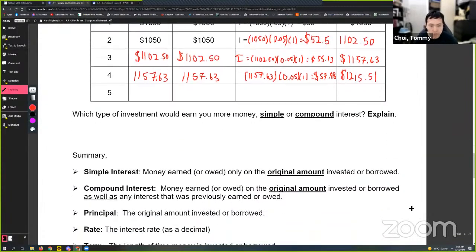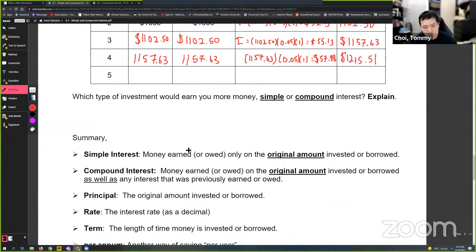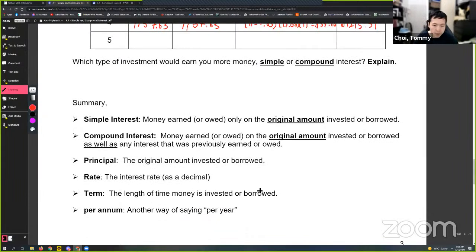So to summarize it, simple interest is money earned or owed only on the original amount. Compound interest is money earned or owed on the original amount plus anything that's added on from there. And then we have our four things here. Principal means the original amount of money.